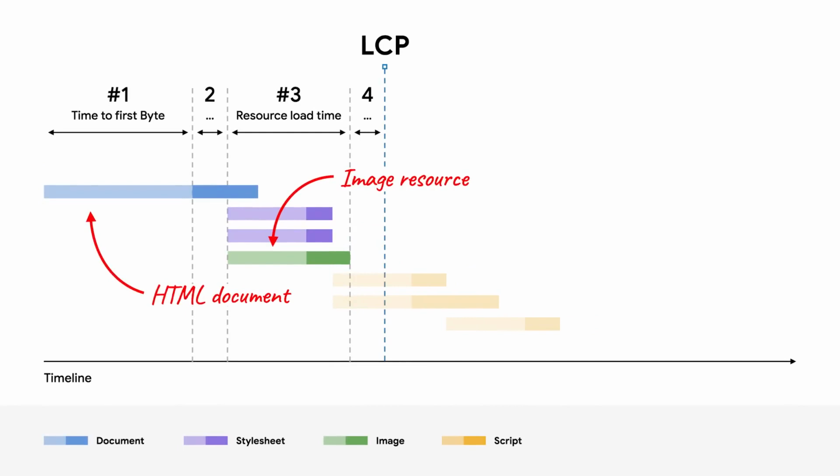In this case, reducing the size of the style sheet slightly is enough to prevent it from blocking rendering of the LCP image, which is good enough to move on to the final step.